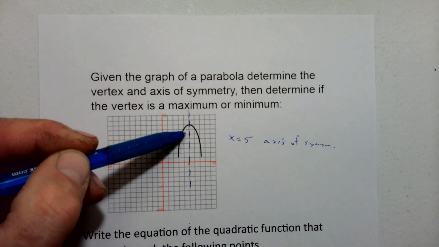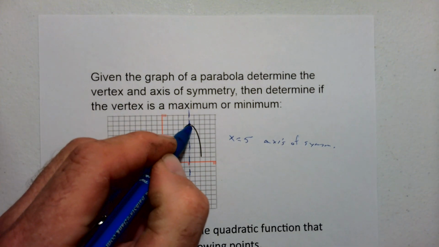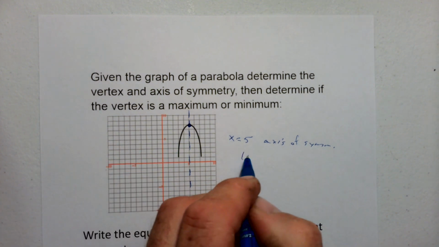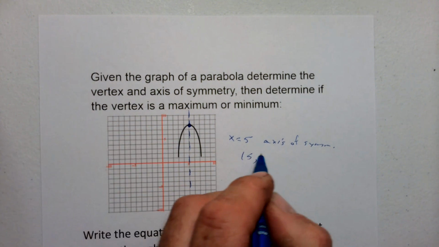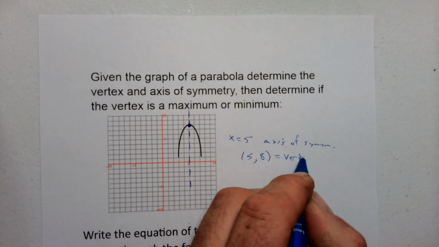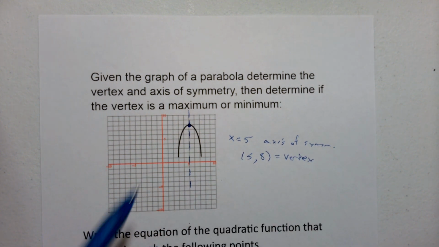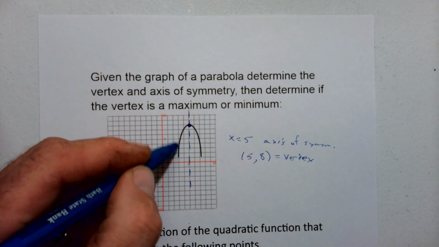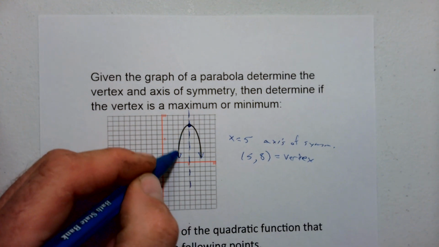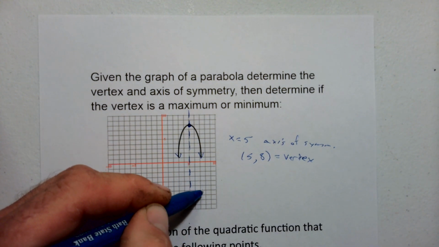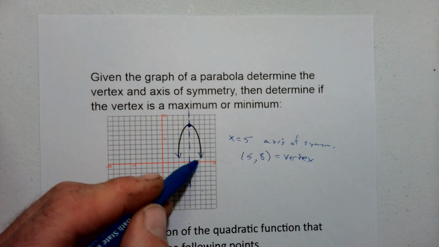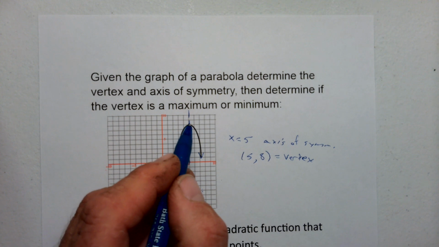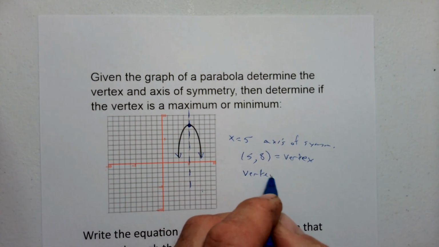Where that axis of symmetry intersects the parabola, at this point right here, is our vertex. So our vertex is going to be at 5, and it looks like 8. And that is our vertex for this graph. And notice that vertex is the highest point this parabola is going to go. So this parabola, the branches we call them, are going to continue down toward negative infinity as we go to the negative infinity and positive infinity x values. So we say that this vertex is a maximum value.